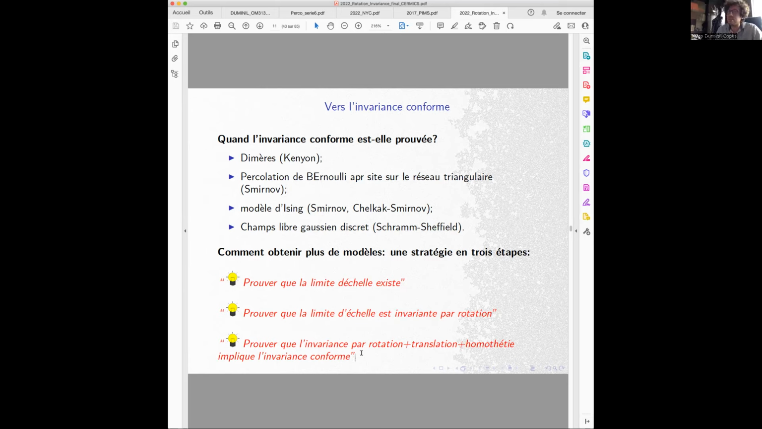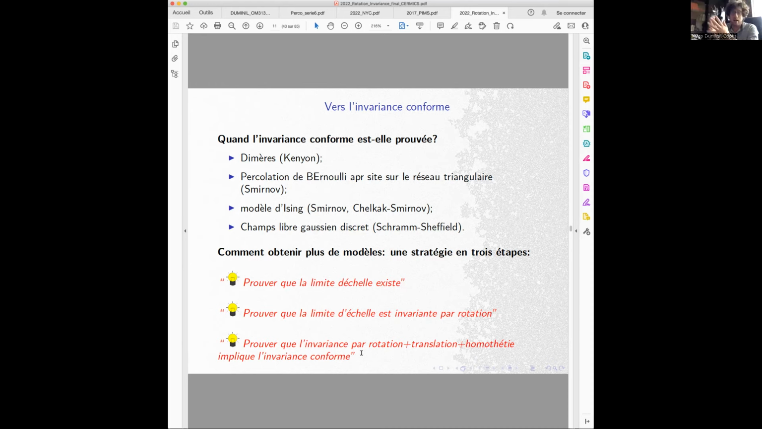And then there is this third step, which is, well, once you have these three invariances, translation, scaling, and rotation, maybe you can actually get conformal invariance out of the three. Okay, first step, I have zero clue how to do this, the existence of a scaling limit. The physicist in me would definitely say this omega delta has no reason not to be a convergent sequence. So this is a reasonable assumption.